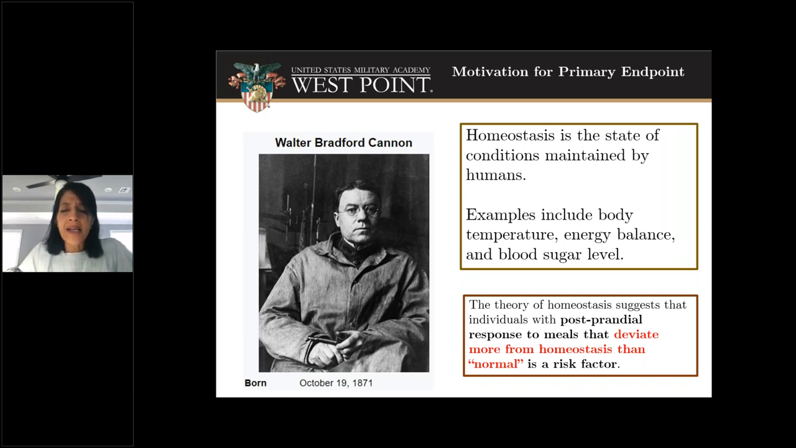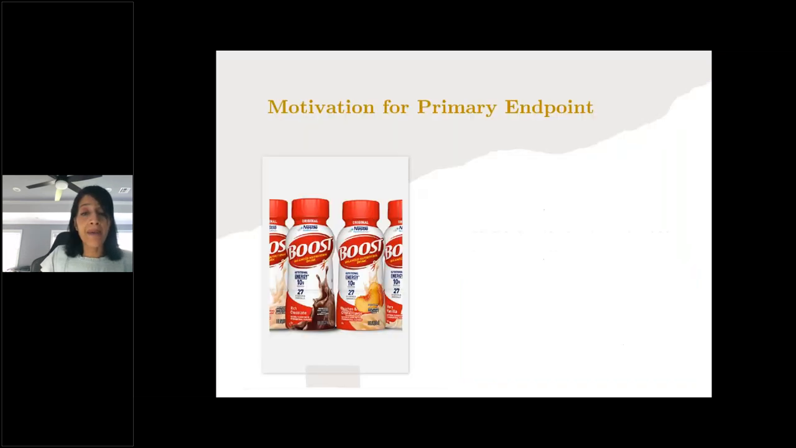So the same concept is true, that our body is trying to always hold glucose concentrations at steady state levels, at homeostasis levels. And when you eat, they go off. But the worse they go off, the more they deviate, the more problematic it is. And that's one of the reasons glucose deviation from fasting levels was selected as the primary endpoint.